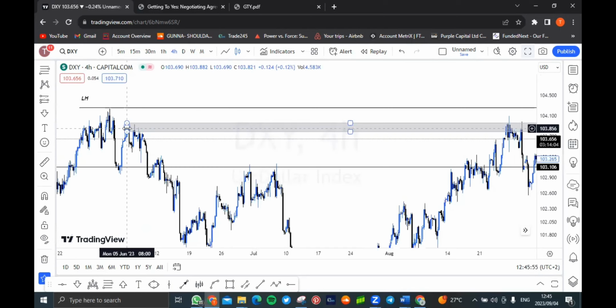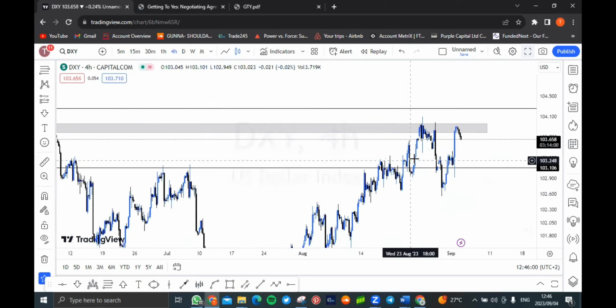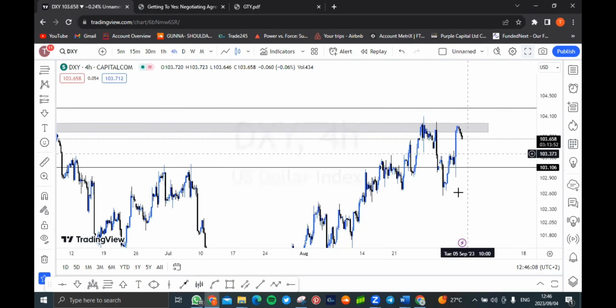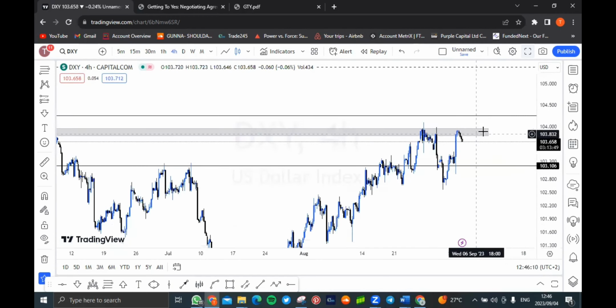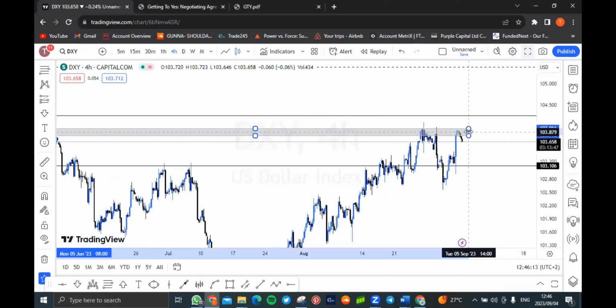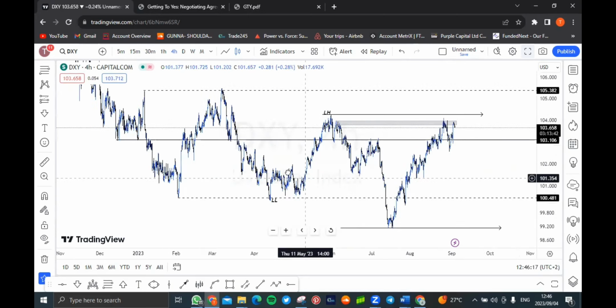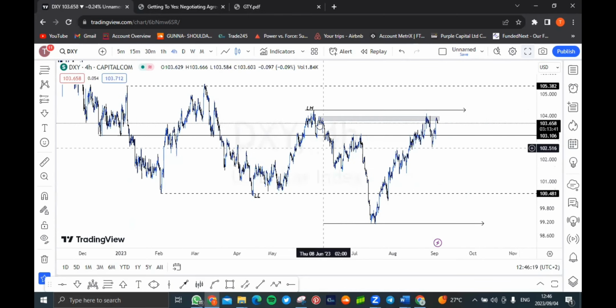This is a zone that has been holding from June as resistance, came back around August the 25th, as you can see, and now the price is at the zone again in September. We want to see if this zone is going to hold or if price is actually going to break the lower high that it has created, because the lower high is already created.